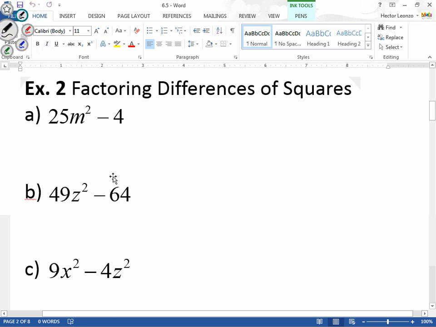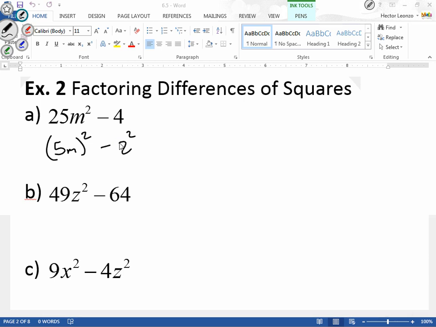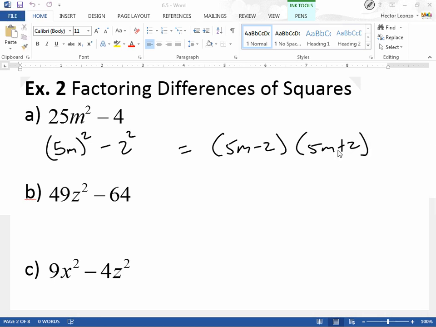Now, looking at this example, 25m squared, I can rewrite that as 5m all squared minus 4, I can write that as 2 squared. So I do have a difference of the squares. My factors are going to be 5m minus 2 and 5m plus 2. So again, the parentheses look the same. It's just that one of them has a minus, the other one has a plus.